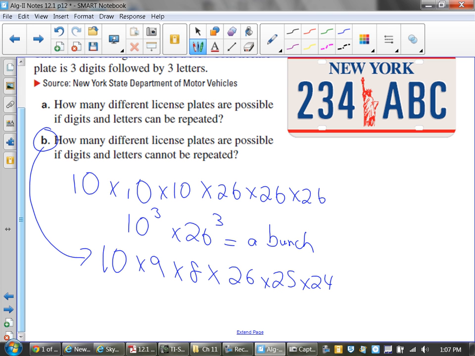Could it be ABA? Most states don't intertwine numbers and letters. I think California does because there are so many cars. So it's not just repeating right after, it's repeating at all. Once you use the number 2, you can't reuse the number 2 in there. So you get a little bit smaller number. It's not as many out there.